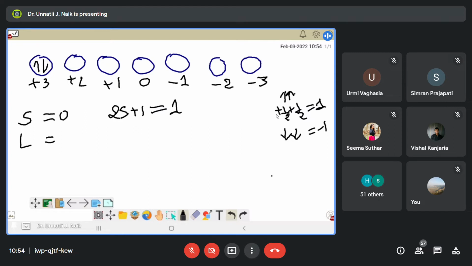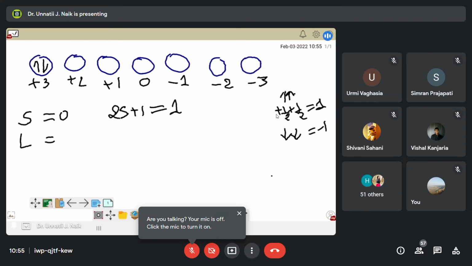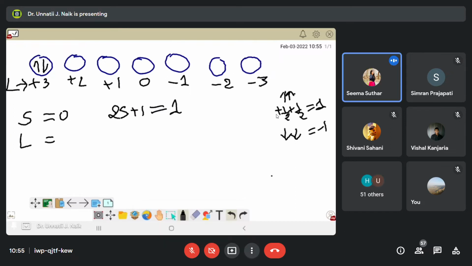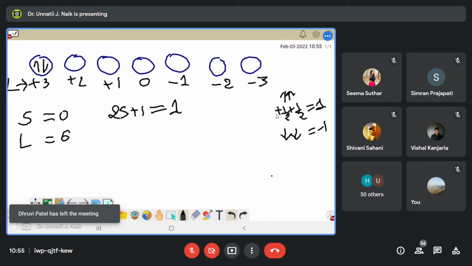Now what is the value of L? Zero. We are talking about L. Now when we are talking about L, then we have to consider this value. 6. Right. Why is it 6? Because both the electrons are in the plus 3 subcell. So now I have L equal to 6 here, S equal to 0, 2S plus 1 equal to 1.